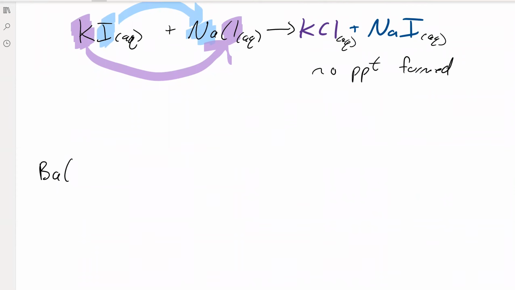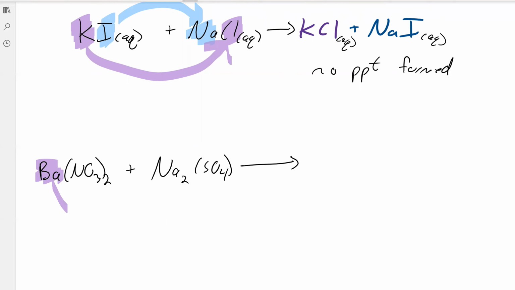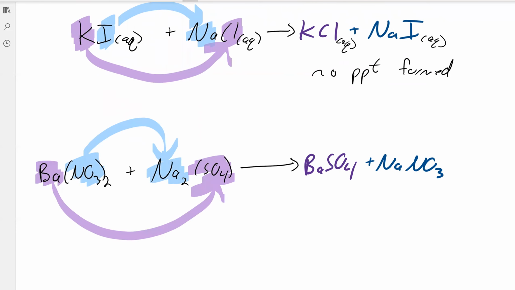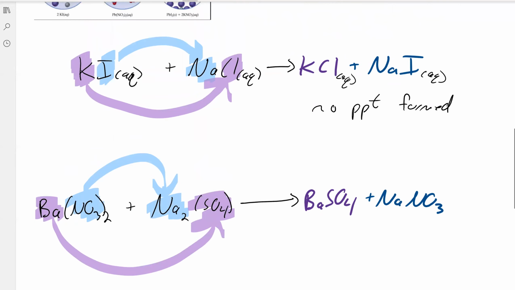Let's take a look at another example. So here we're going to have barium nitrate plus sodium sulfate. And again, what we're going to do is mix and match the cations and the anions. So we'll take this barium, which is the cation, and mix it with the anion to form barium sulfate. And then we'll take this nitrate and mix it with the sodium to form sodium nitrate. Notice that in my equations, the cation always comes first. And then we take a look at whether any of these are going to be forming precipitates.